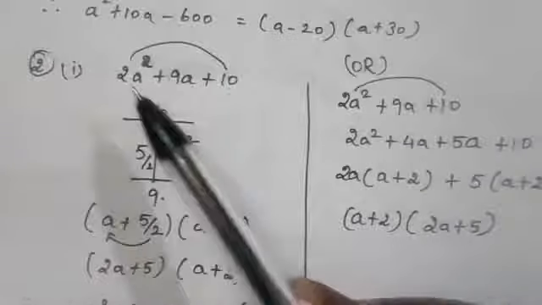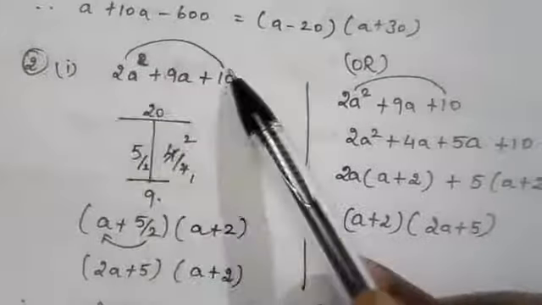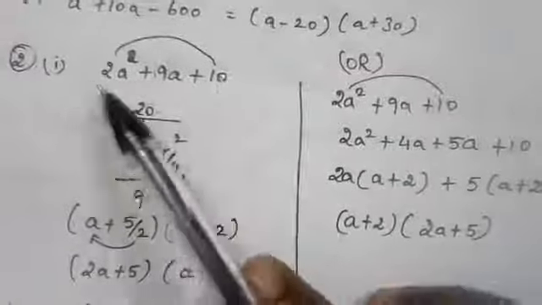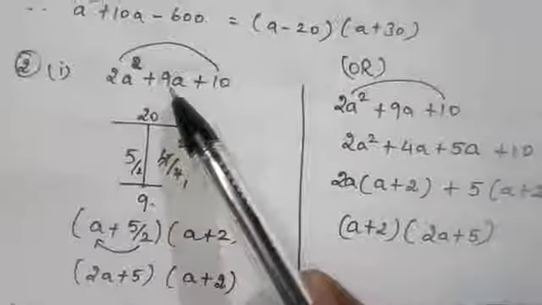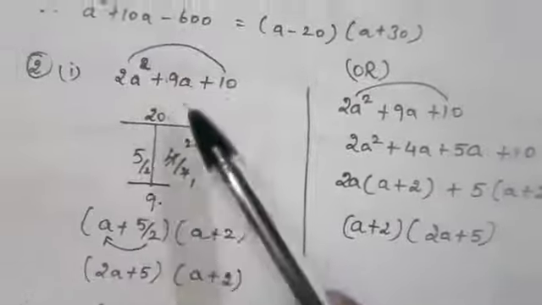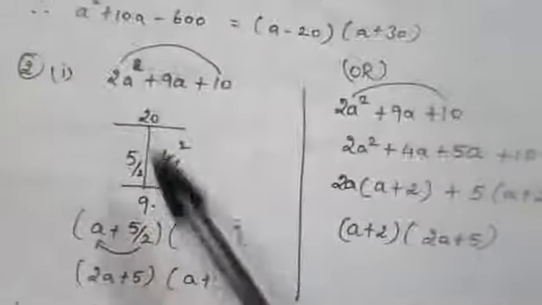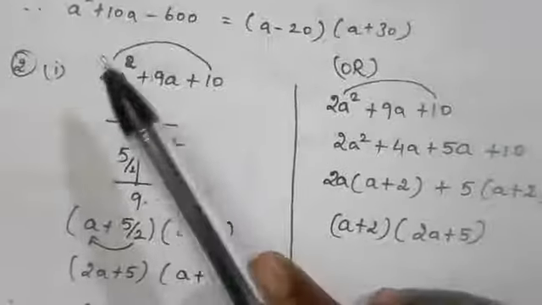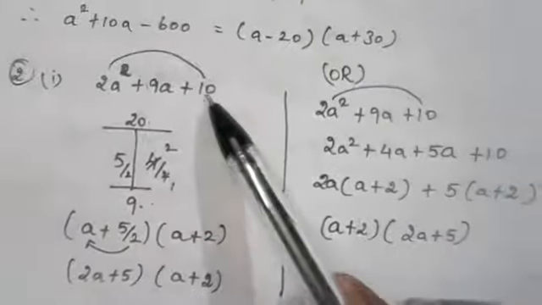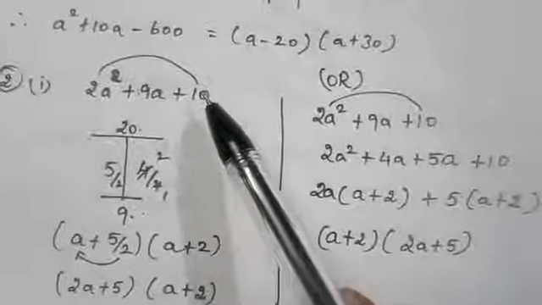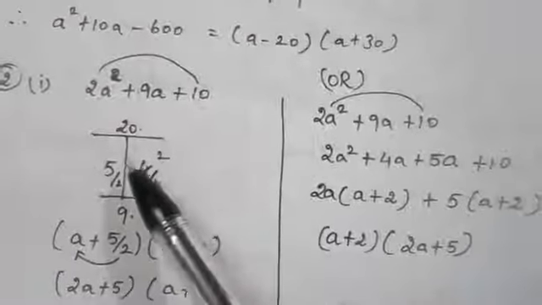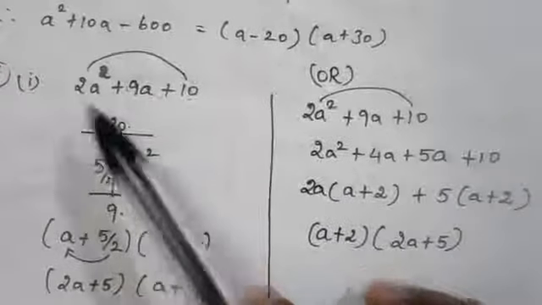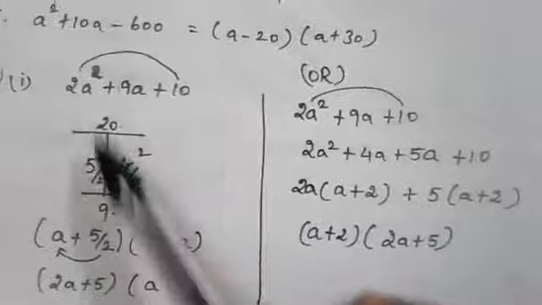Once again, listen students. First you have to multiply the coefficient of a square with the constant term. So that is 2 into 10, 20. Here it is 9. So 20 is the product value and 9 is the sum value. 5 fours are 20, 5 plus 4 is 9. In the beginning you multiplied the 10 with 2, so finally you have to divide by the same 2.